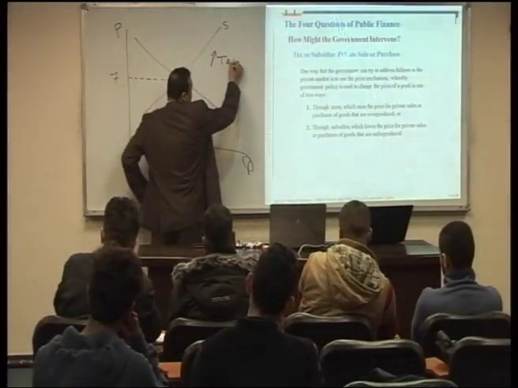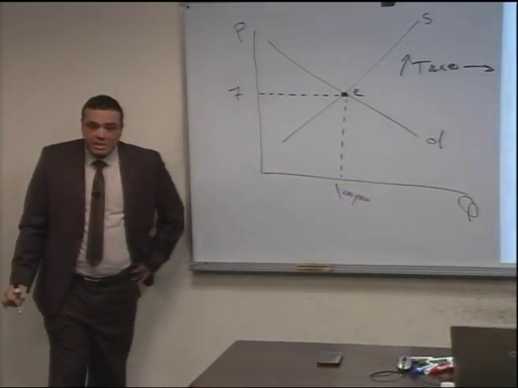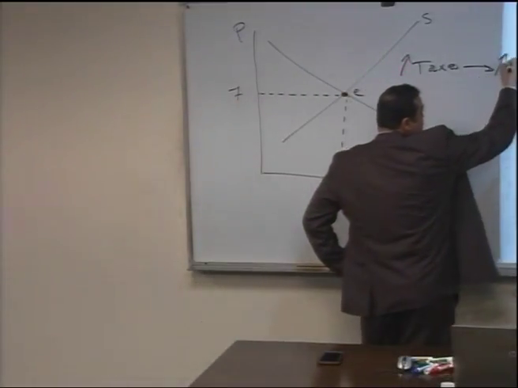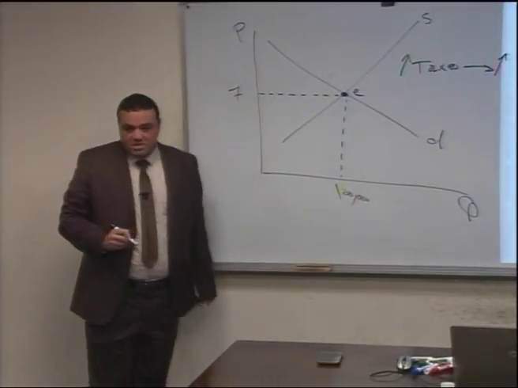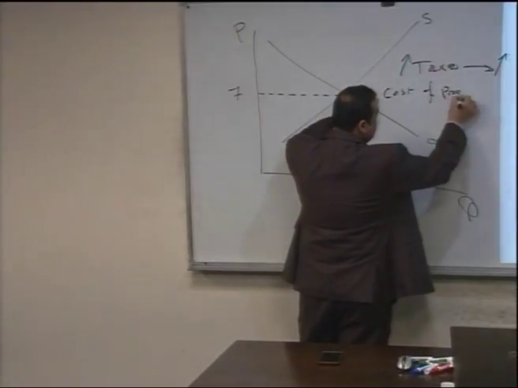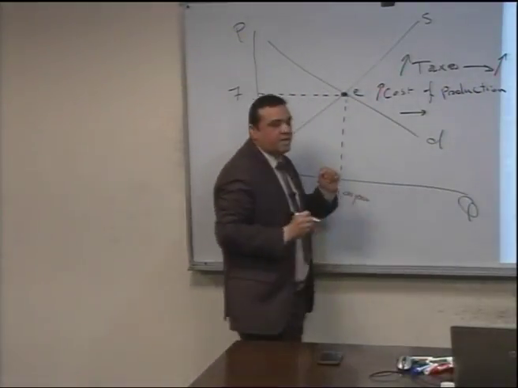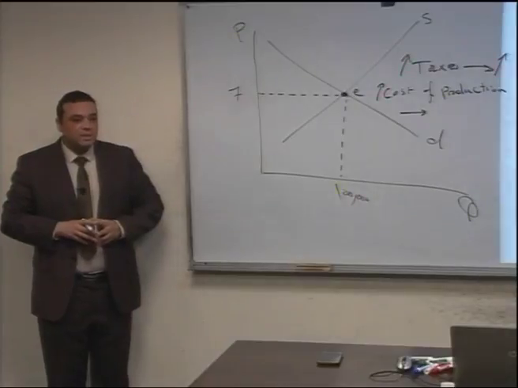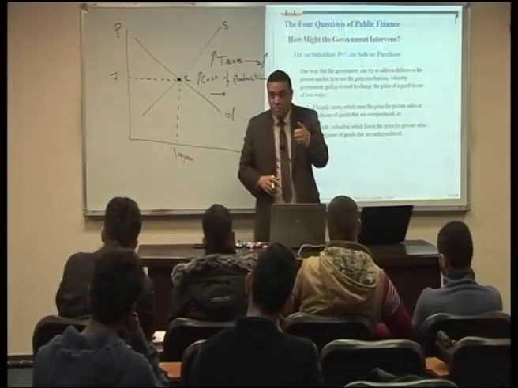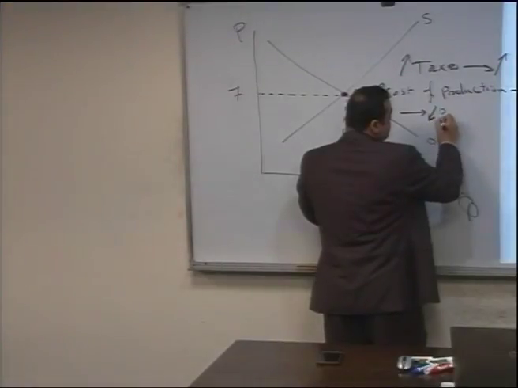Increasing taxes. Tax is an indirect cost. So this leads to increasing the cost of production for cigarettes. Increasing the cost of production for cigarettes leads to what? Decreasing the profits for the producers.